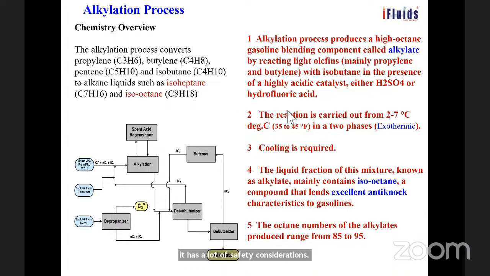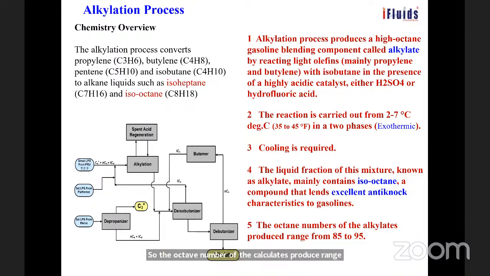But of course, different process methodologies are there. The reaction is carried out at 2 to 7 degrees centigrade only, that is 35 to 45 degrees Fahrenheit, in 2 phases. The reaction is exothermic, so they use the lighter component itself to reduce the temperature. It comes to a cryogenic phase, and that's how the temperature is controlled. That's why cooling is required. The liquid fraction of this mixture, known as alkylate, mainly contains isooctane, a compound that lends excellent anti-knock characteristics to gasoline. The octane number of the alkylate produced ranges from 85 to 95.